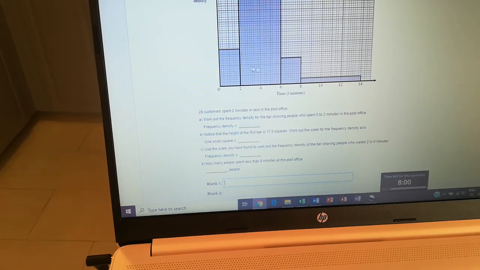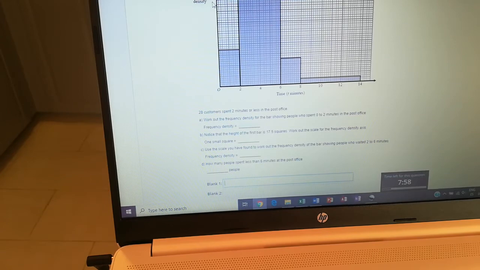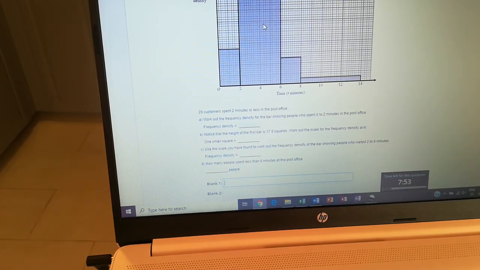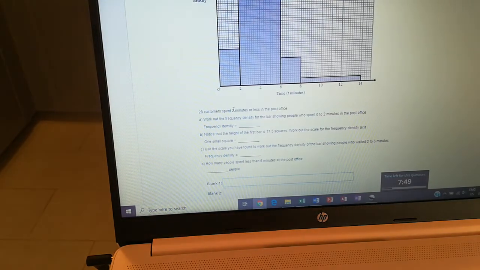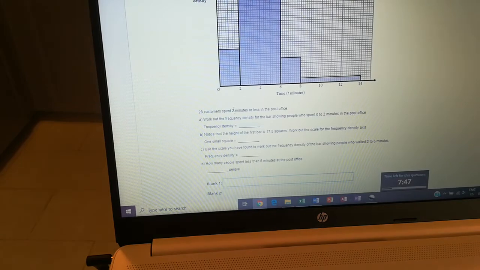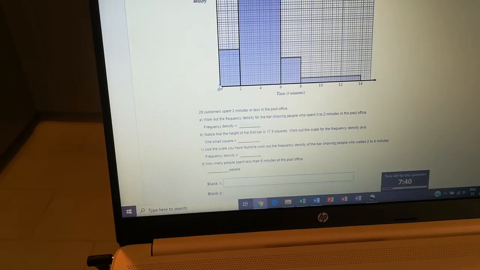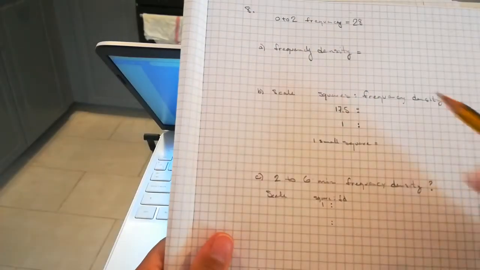C, use your scale you found to work out the frequency density of the bar showing people who waited 2 to 6 minutes. So that's this bar here. If I can work out how much each little square is worth, I can find how much this many squares worth and work out that frequency density. And once I worked out that frequency density, I can do part D and figure out how many people spent less than 6 minutes in the post office.